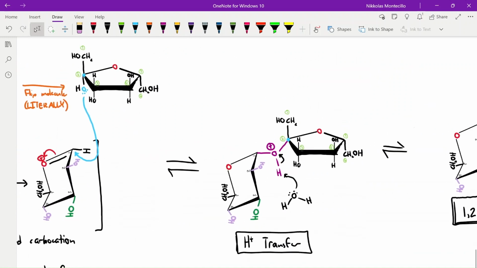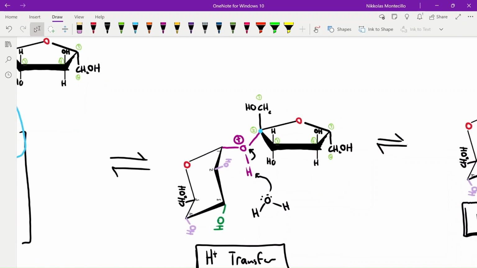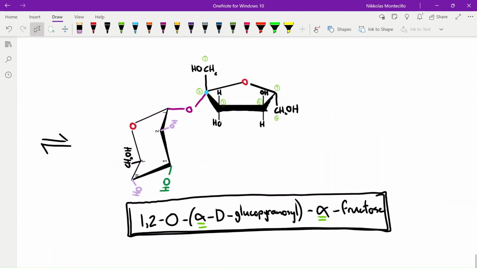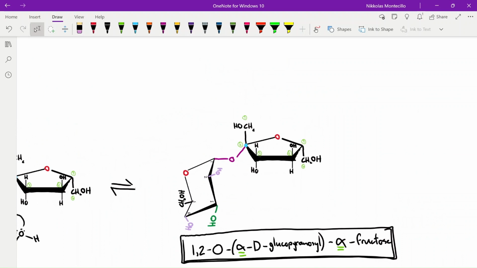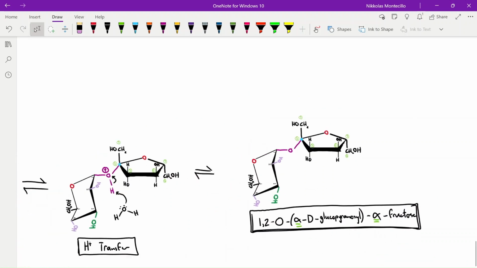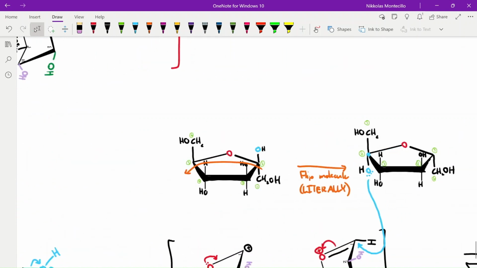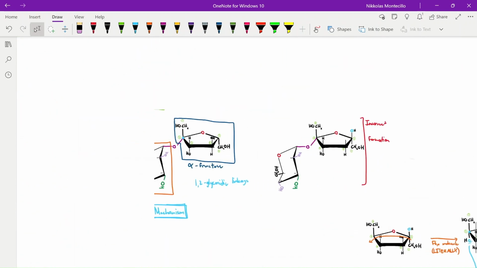So once this forms, we have one more proton transfer, and what we're left with is 1,2-oxygen alpha-D-glucopyranosyl alpha-fructose. That's essentially the entire mechanism here.